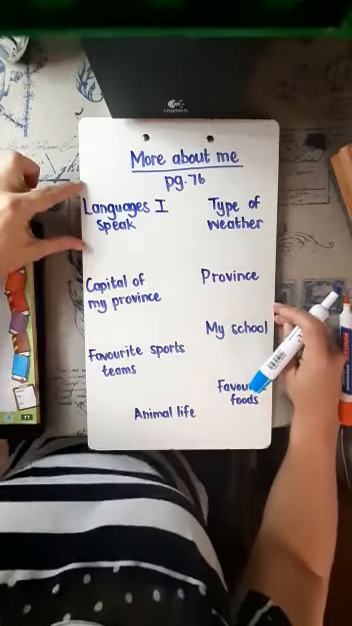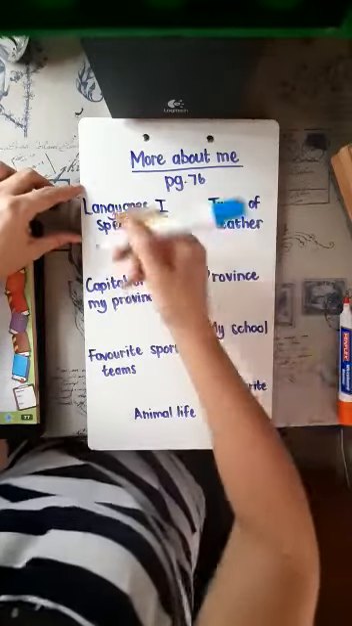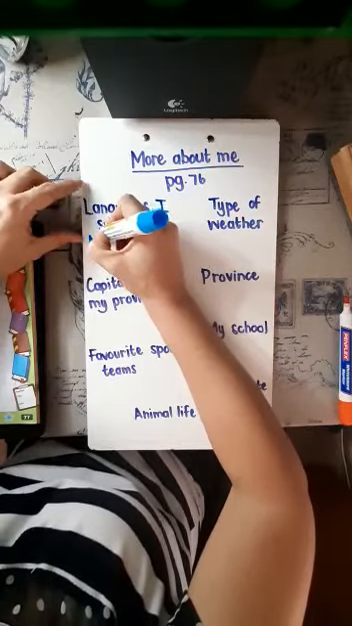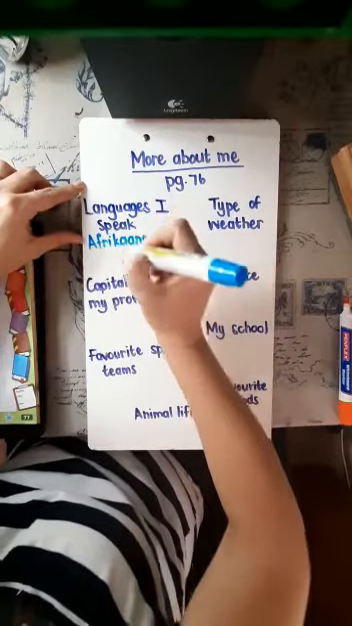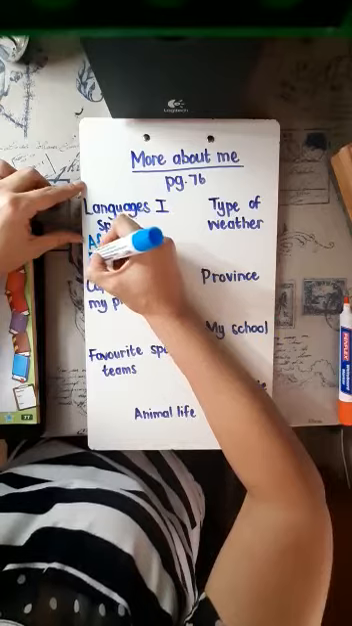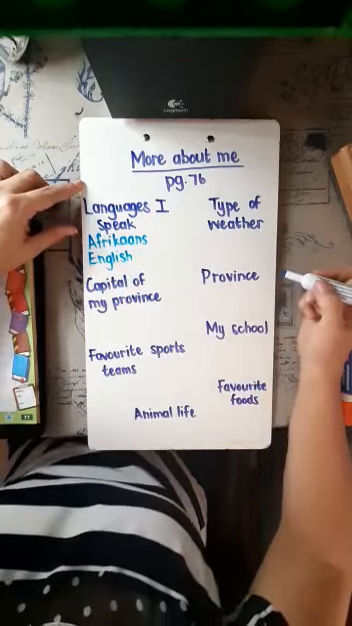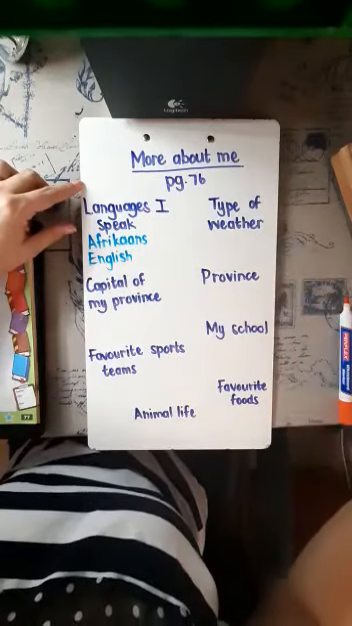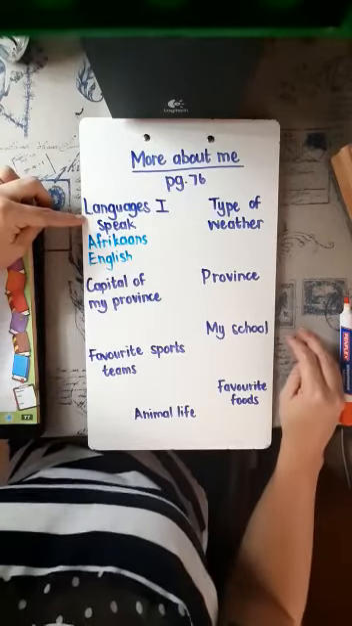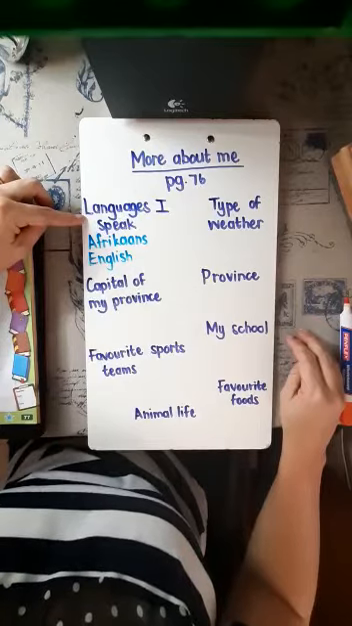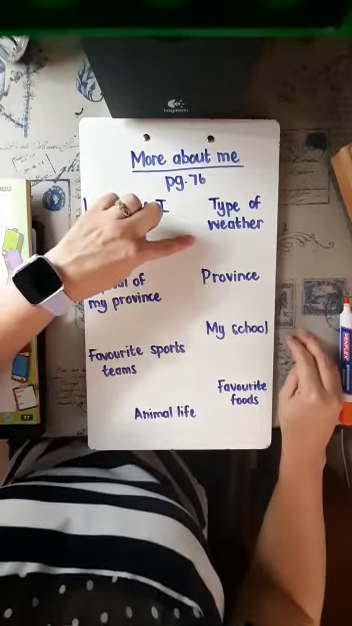Now, if you have a look at the first bubble, they ask you languages I speak. The first one is Afrikaans. Then I would hope everybody can write English as well. Some of you might have a third language that you speak at home. Just remember, if you write down a third language, it must be a language that you can have a conversation in.